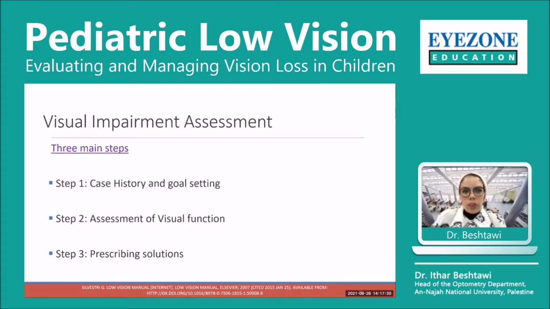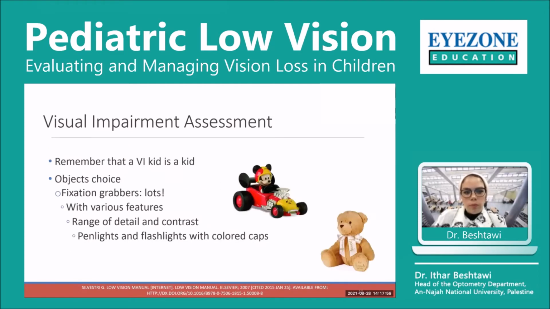In the case history, which is the first step, you find out what the children need and their parents' concerns. Then you assess the child's current visual function. And once you know what the child wants, his parents' concerns, and what they can see, you try to find the most suitable solutions or ways to achieve their goals. The visual assessment in visually impaired children may not differ from the visual assessment for people in general, but choosing the suitable target for your assessment is the most important part.